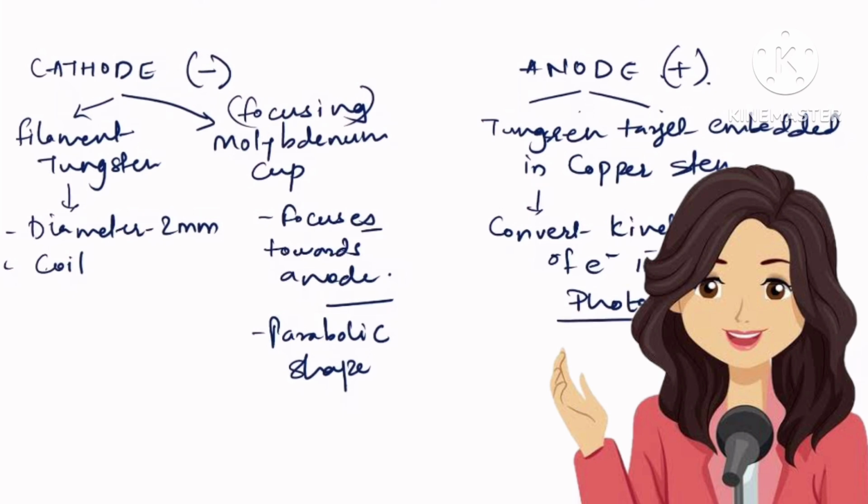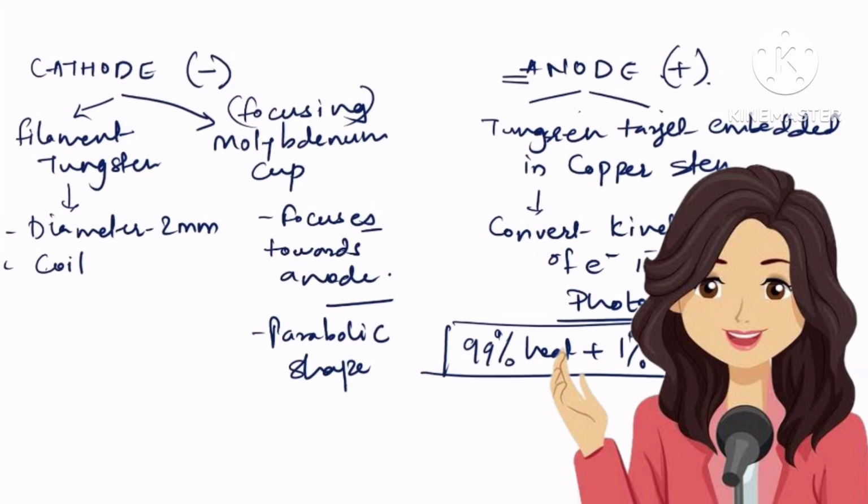Into X-ray photons. The heat and the X-ray production that is happening at the cathode: 99% of heat is generated, and only 1% is converted into X-rays or X-ray photons. At the anode, this is the equation which is going on: 99% of heat is produced and only 1% of X-rays are produced.